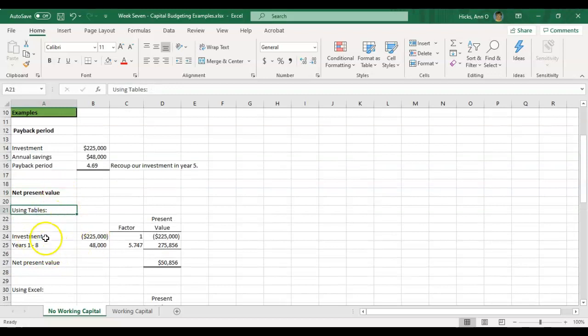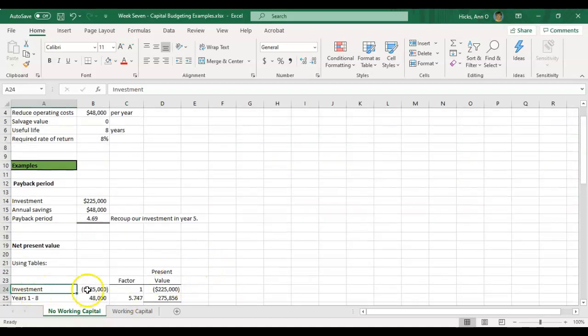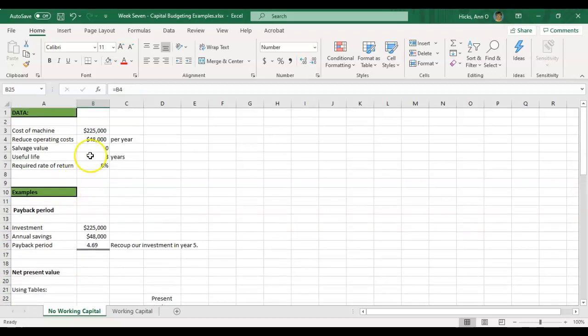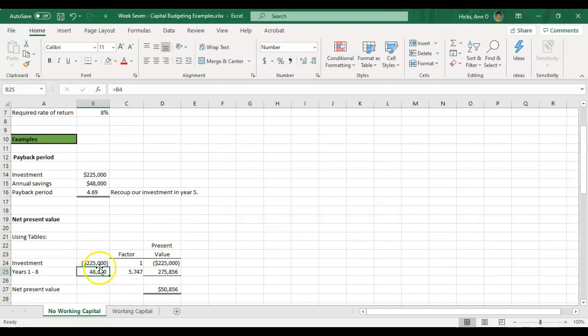So our cash flows are, in essence, in this example, two sources. The initial investment of $225,000, which is an outflow, and it is being made today, if you will. So that is already at present value. We do not need to adjust that initial investment. Then we have the annual $48,000 in savings for the 8-year life.